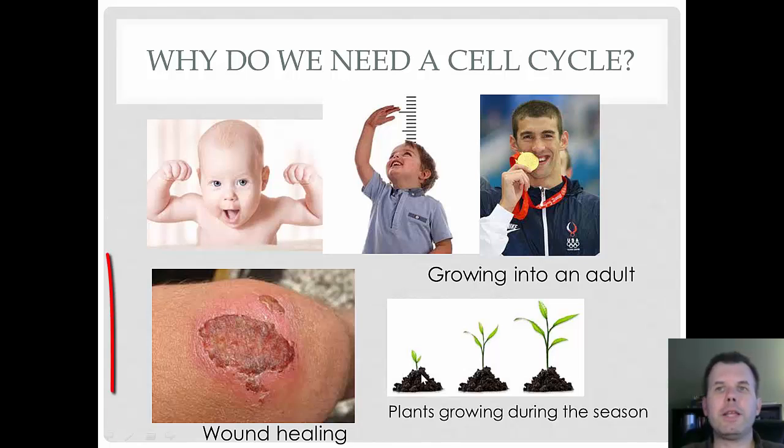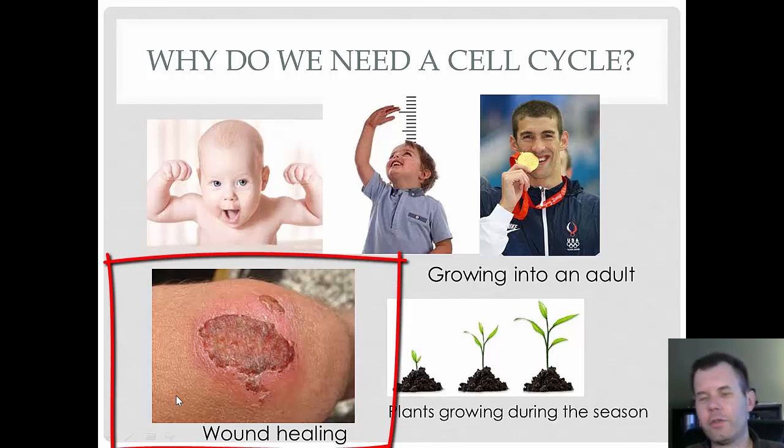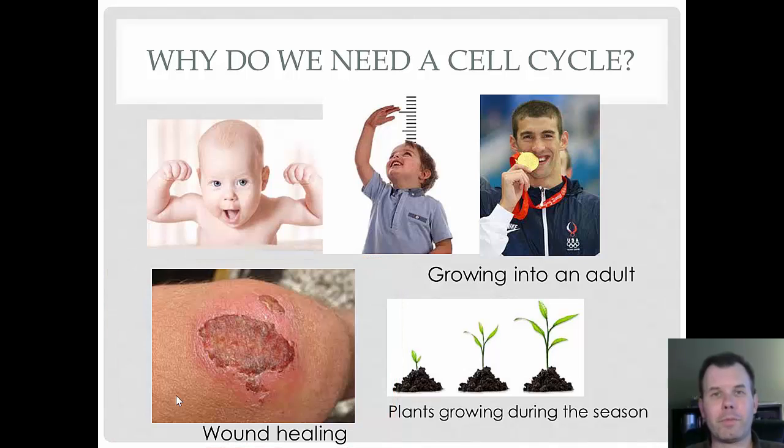The other thing we need this for is to heal. We cut ourselves, we scrape ourselves, we injure ourselves all the time. If we didn't have cell division, we'd have open wounds all over us. We'd be a mess. In order not to be a mess, we need to heal ourselves, and the way we heal ourselves is by undergoing a cell cycle and mitotic phase. We'll look at that as well.